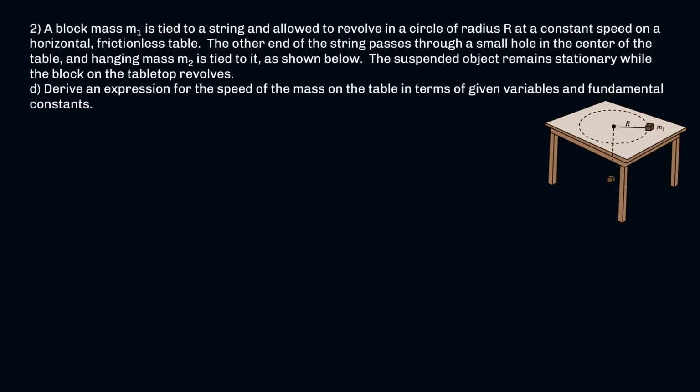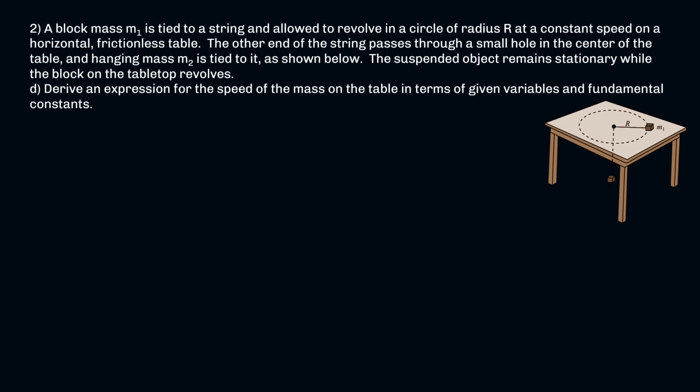All right, so moving into part D of the example, we're going to derive an expression for the speed of the mass on the table in terms of given variables and fundamental constants. For this, we're going to use the tension that we derived in part C. That is because when you have a string that is attached to two masses like this, it is the same string, so it's the same tension throughout the system. We're going to see this more as we go through Atwood machines and modified Atwood machines.